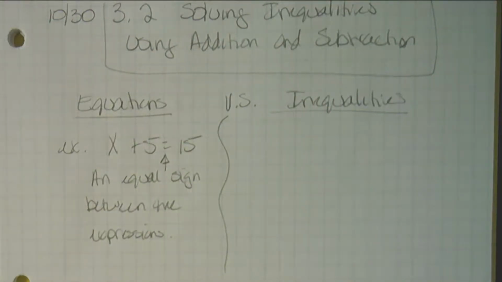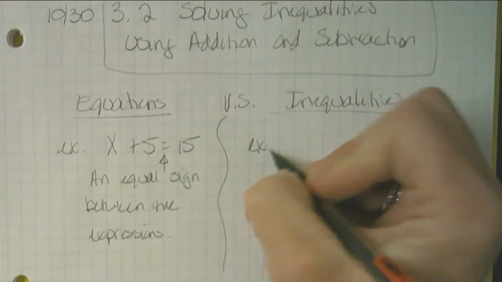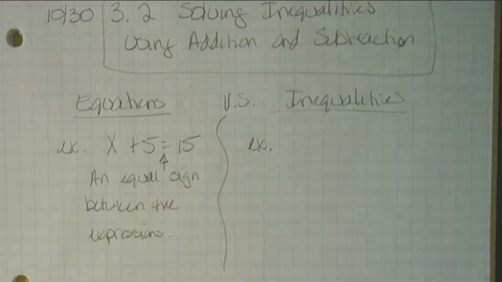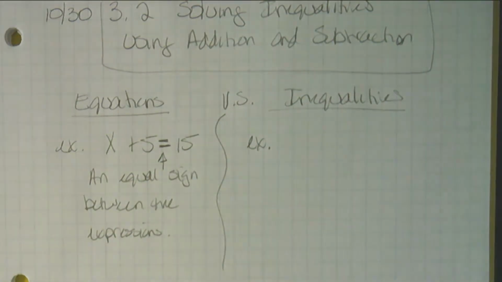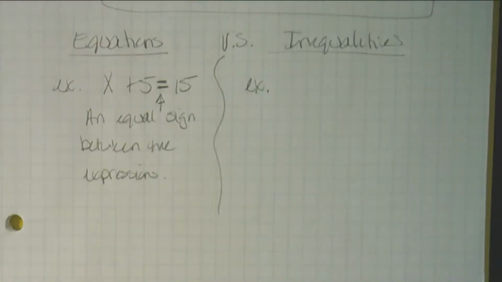All right, so an equation has an equal sign between the two expressions. How can I change that into an inequality? Not how do I solve that? How can I change that equation into an inequality? What do you guys think? Well, this goes to the question of what's the difference between an equation and an inequality. Con? And you put A? I can't just get rid of the equal sign.